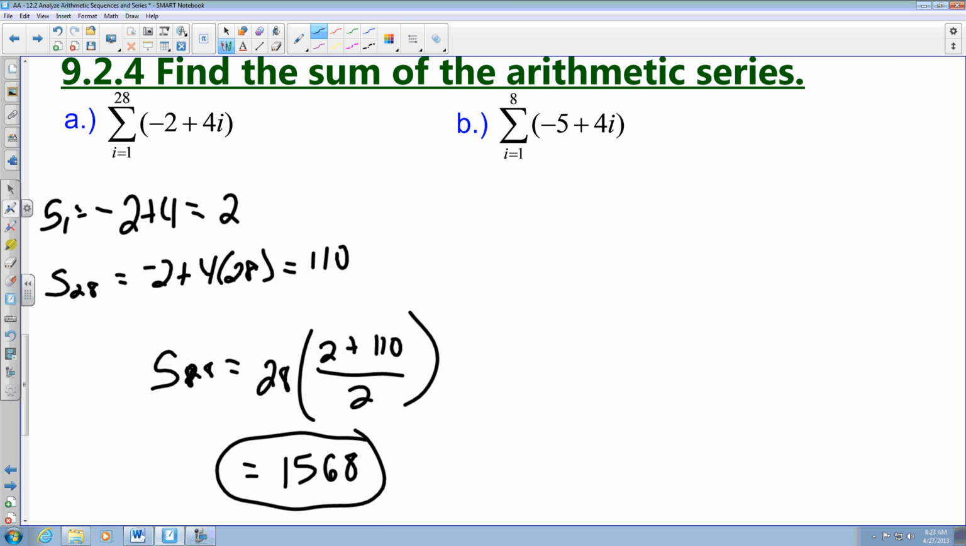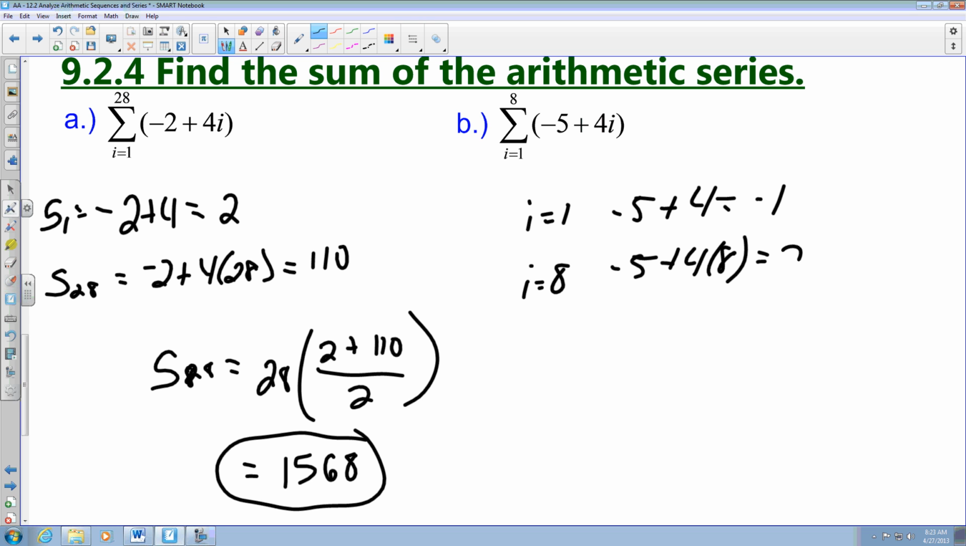For B, first thing you do is you find the first value. So let's look at when i equals 1. So it's going to be negative 5 plus 4, which is going to give me a negative 1. And then I'm going to find when i is 8, which gives me negative 5 plus 4 times 8. So 32 minus 5, which equals 27.